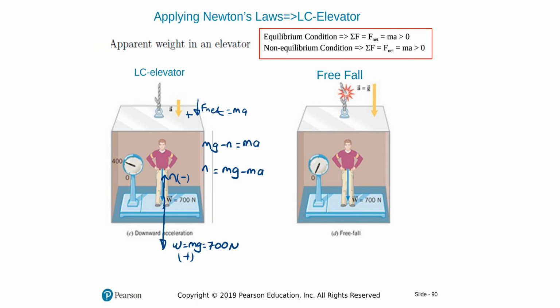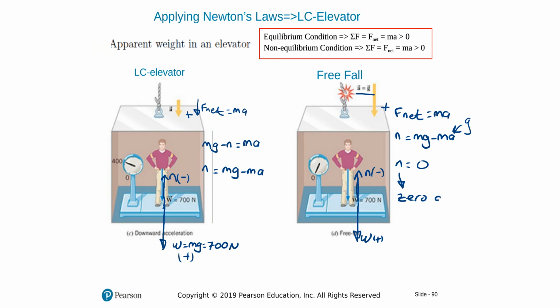But if my a is equal to g, it's a free fall, and if I apply it, the situation will be the same. A is down, down is positive, right? N is up, so that's negative, and weight is down, so that's positive, and I'm going to get the same when I apply Fnet is equal to ma, right? The same as on the left. So my N will still be mg minus ma, and when I insert g here, a is equal to g, I'll have N is equal to 0. That means I have 0 apparent weight. So apparently I am weightless.